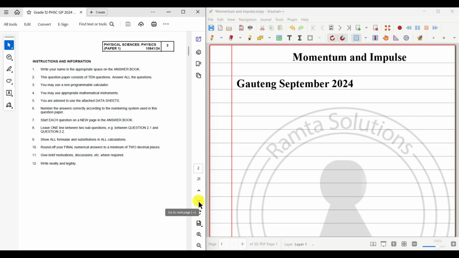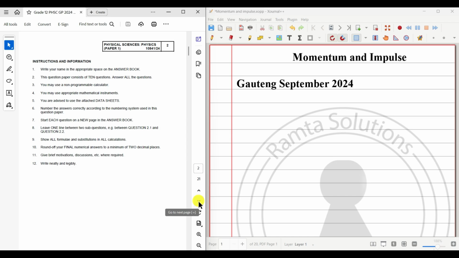Instruction 5. In case you forget your formulas, you are advised to use the attached data sheets. Not all of them are given, but most are given. In fact, 90% of them are given here, or even 99.